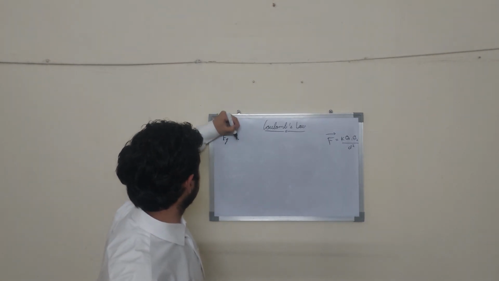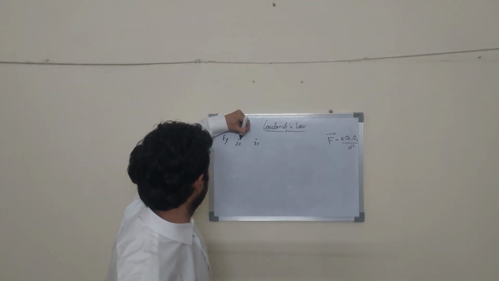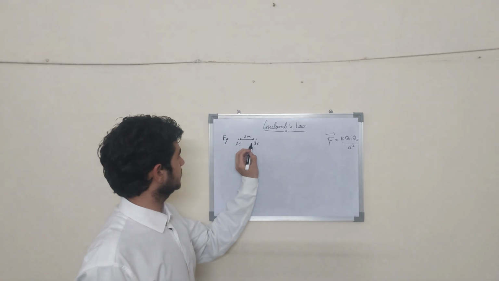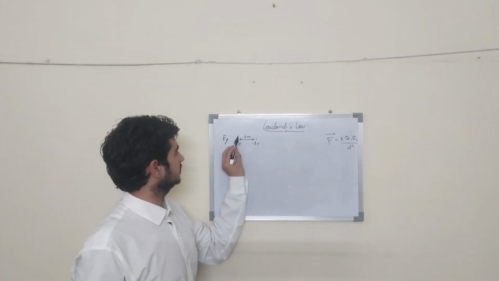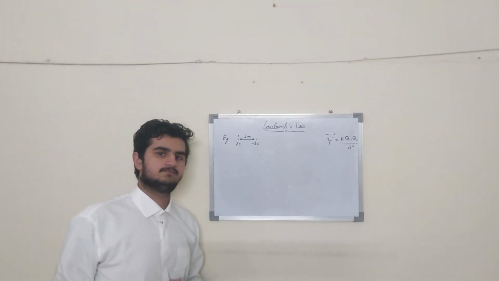Let's say you have a charge of 2 coulombs and another charge of minus 3 coulombs, with a distance of 2 meters between them. Find the force acting on particle 1, its magnitude, and its direction.